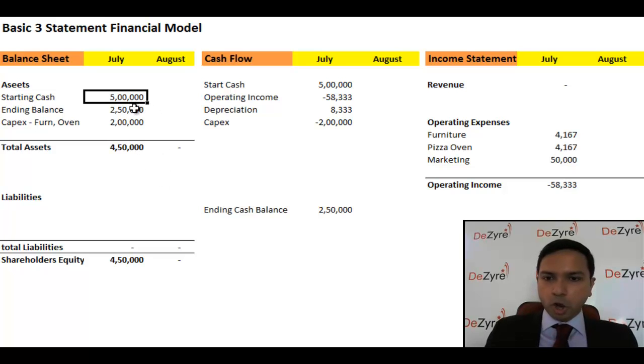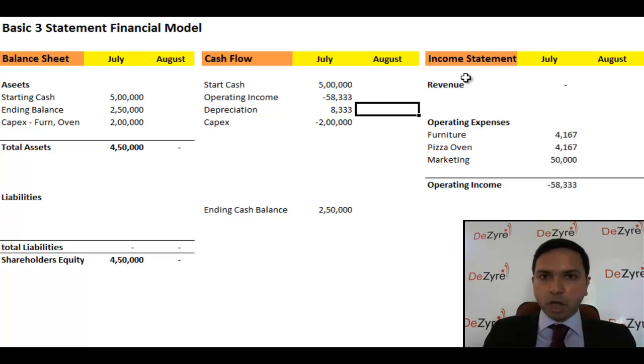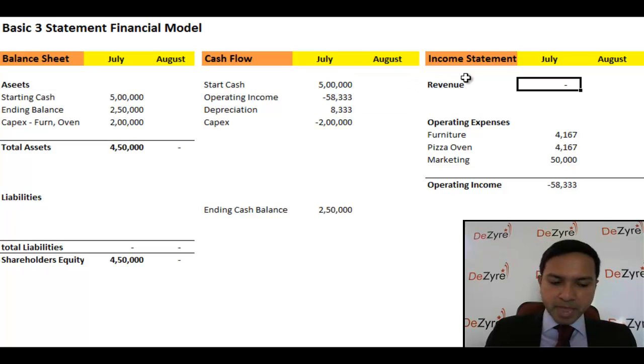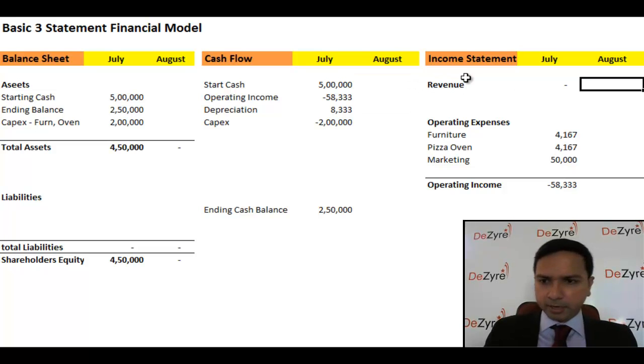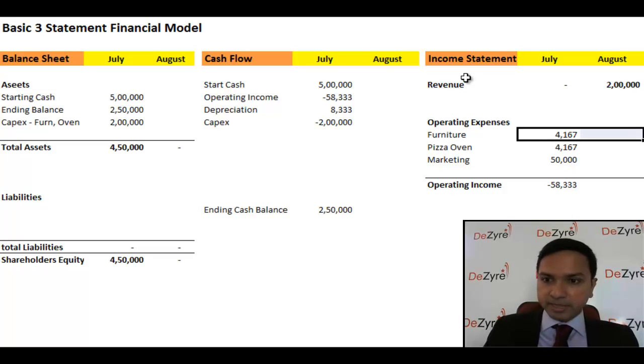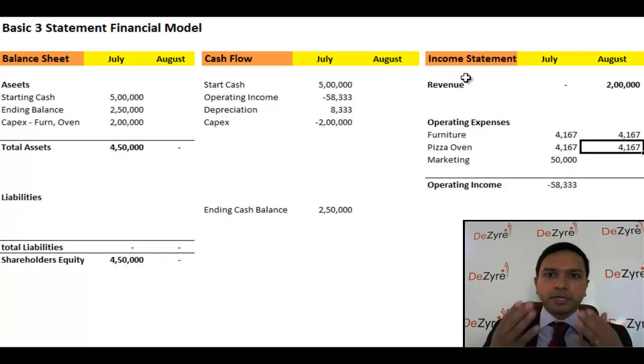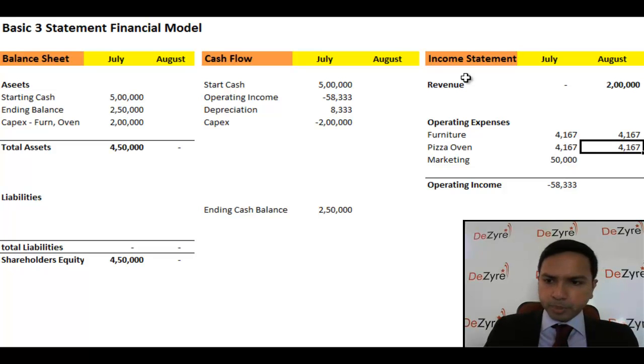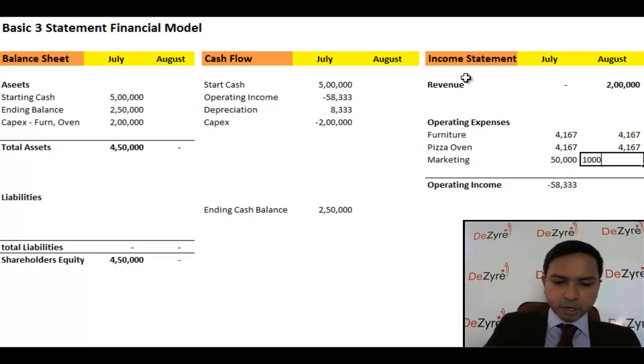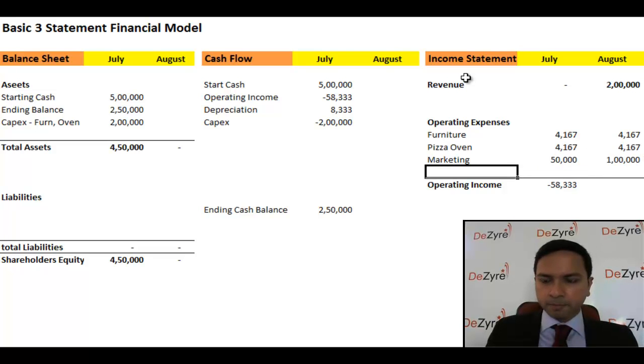Now what we're going to do is go into August, and August is like, you've launched the product, and in August you make a revenue of 2 lakhs. Okay, August is a great month, you make a revenue of 2 lakhs. You're not going to spend any new money on furniture, but the depreciation stays the same. You remember that, right? Because it's monthly depreciation, so it's the same amount of depreciation. Let's say you're going to spend 1 lakh on marketing, and let's say you're going to pay some salaries this month, another 1 lakh.